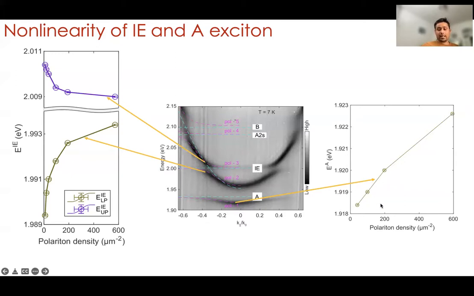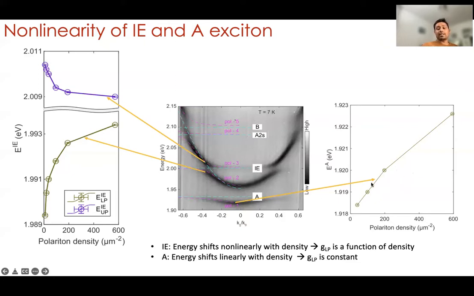We see an interesting difference for the interlayer exciton-polariton. The energy changes non-linearly with density, and the slope of this curve is the strength of the nonlinearity. So the strength of the nonlinearity changes with density for the interlayer exciton-polariton. However, for the A exciton, the energy changes more or less linearly with density, and hence the strength of the nonlinearity is more or less constant.